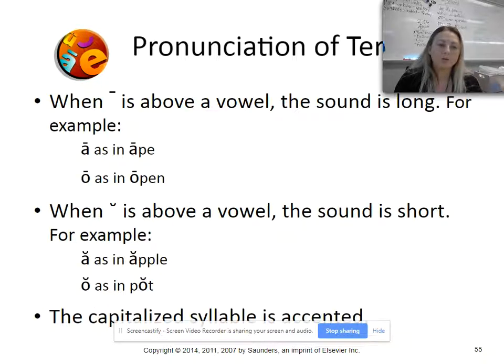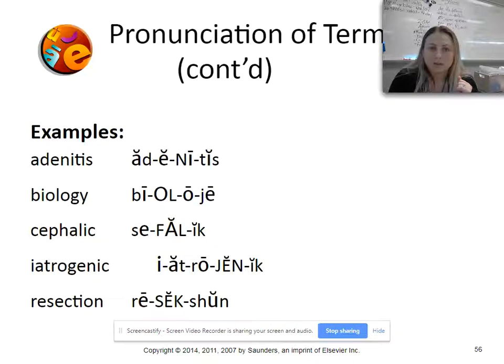Those take into account the long vowel sounds and the short vowel sounds. All right. So this concludes the first chapter of medical terminology.